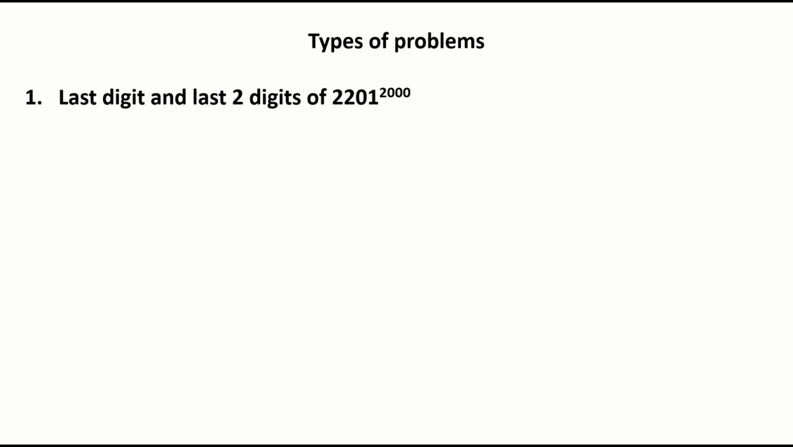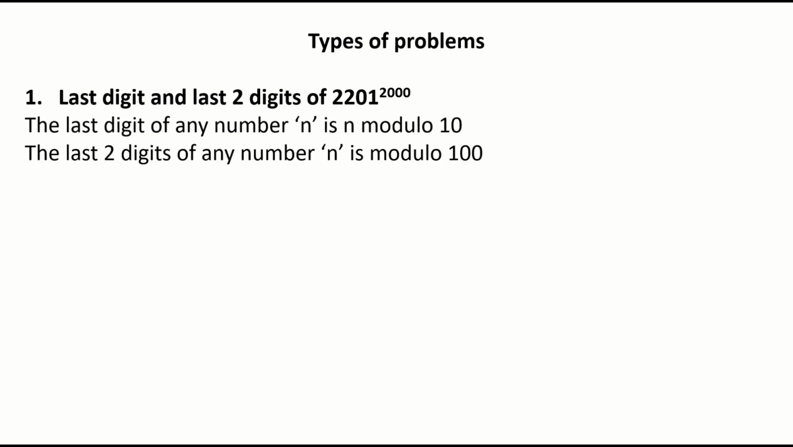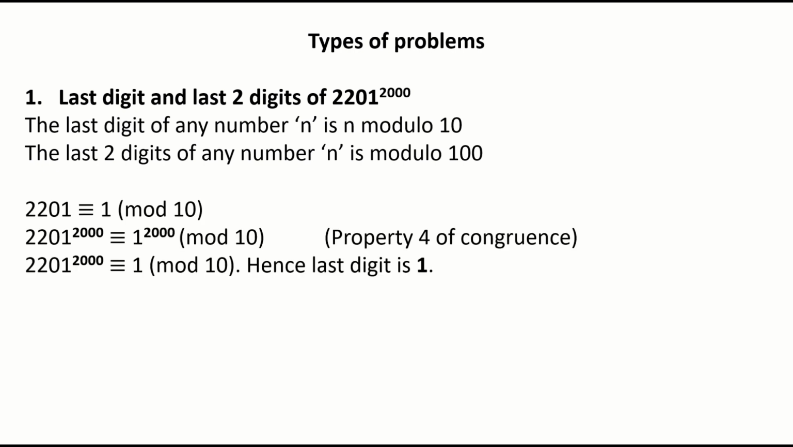What kind of problems can you solve? I will give you a few examples here, but for more information you can check my previous videos. First, the last digit and last two digits of a given number. Here I took the example 2201 to the power of 2000. The number looks too big, so we can't just go by multiplication. The last digit of any number n is n modulo 10, and the last two digits are n modulo 100. So we use this property to solve the problems.